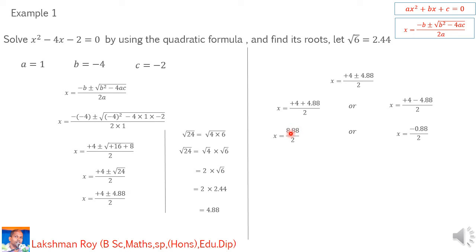Now you have to divide. So only one value, 8.88 divided by 2 is easily 4.44, or this one divided, negative 0.44. Those are the two values of x. Those are the roots of this quadratic equation.